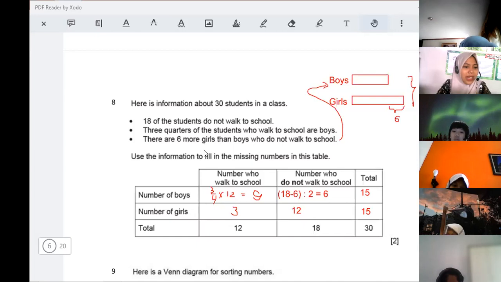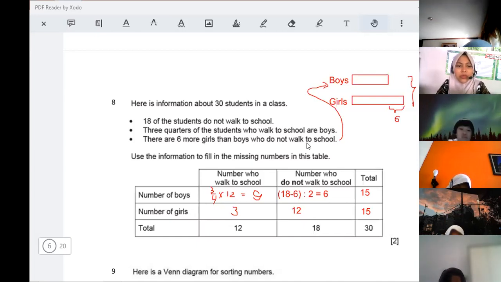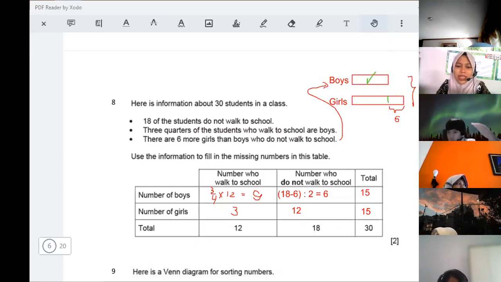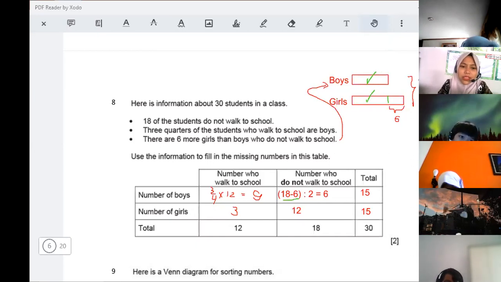Now, there are 6 more girls than boys who do not walk to school. This is the model. So that you will have the total, altogether, 18. This one is 6. So to find out this one, you may subtract 6 from 18, and then divide it by 2 to get this one. So that you will get, this one is 6.